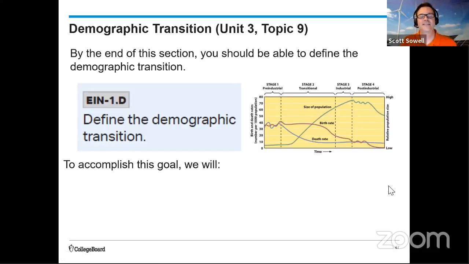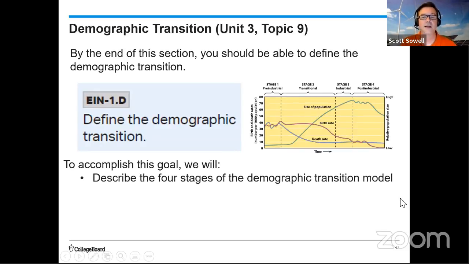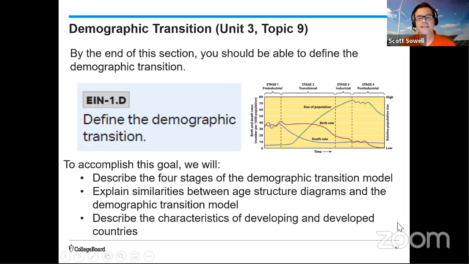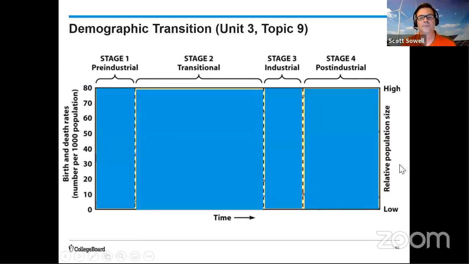So this demographic transition, this is a great model, and it's a great place for us to practice our visual understanding of a model and looking at a graph. So to get to this understanding of the demographic transition model, we'll first just describe it, what's going on inside that model. And then we'll look at some comparisons between those age structure diagrams we did at the beginning and this demographic transition here. And then finally, we'll end today with looking at some basic characteristics of developing and developed countries and where they may fit along this model. So let's just pick apart the model at this point.